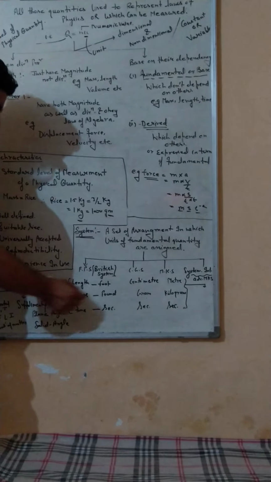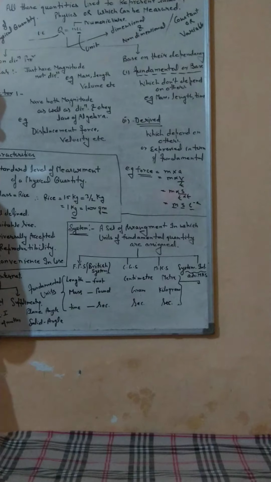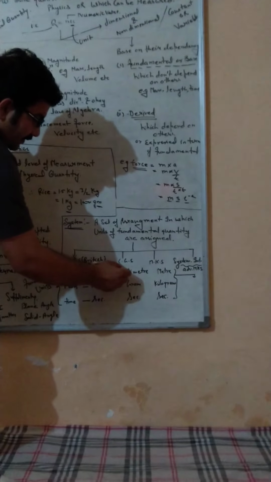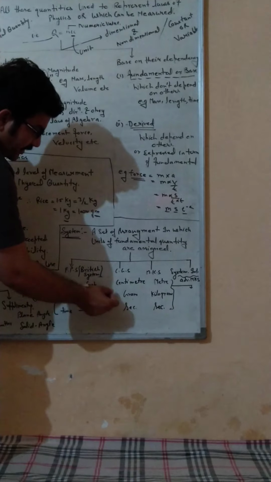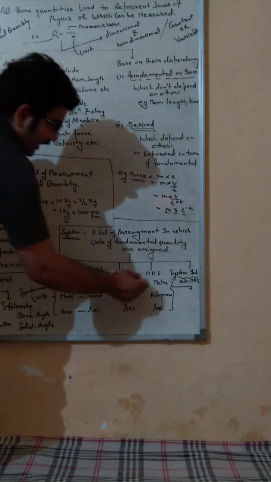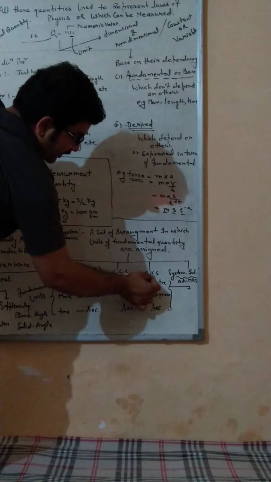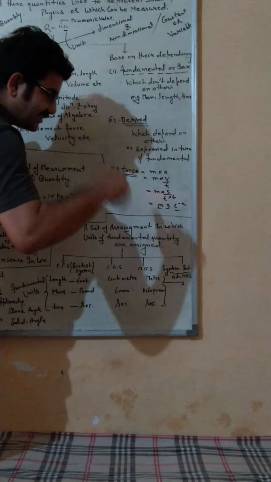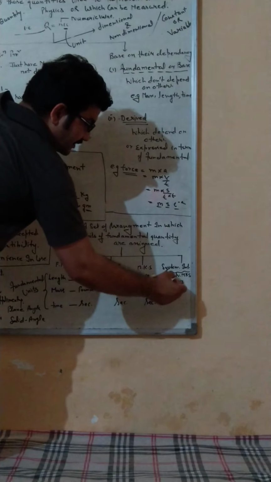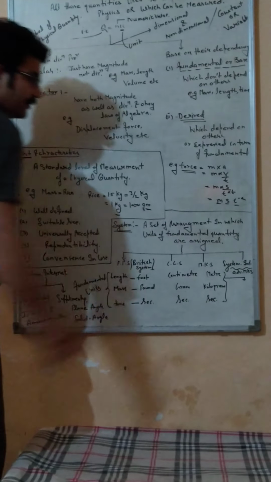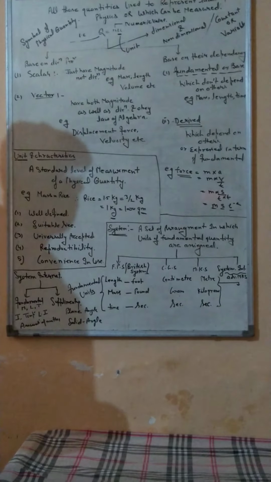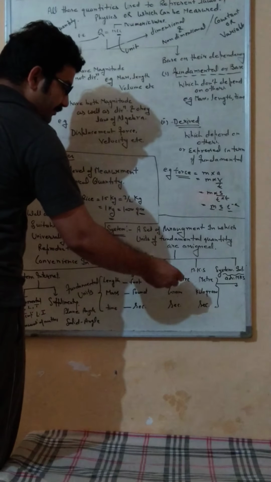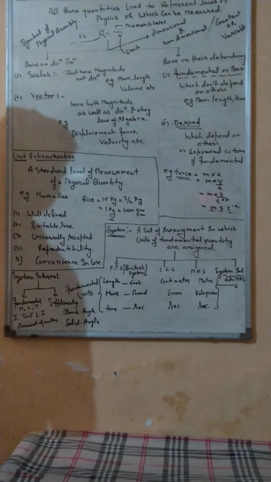First one is foot, pound, second, which is basically used in the British system, that is in England. Then CGS, whose complete name is centimeter gram second, and MKS stands for meter kilogram second. The last one is SI, called System International, or Advanced MKS. So systems are classified into four main categories: FPS, CGS, MKS, and System International.